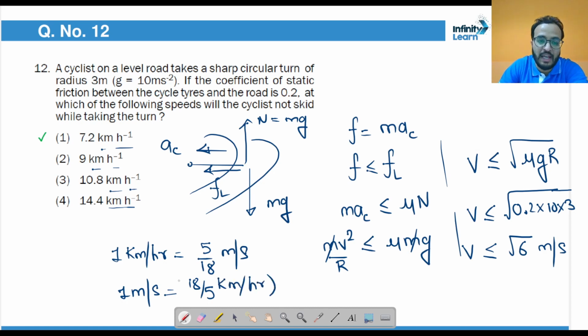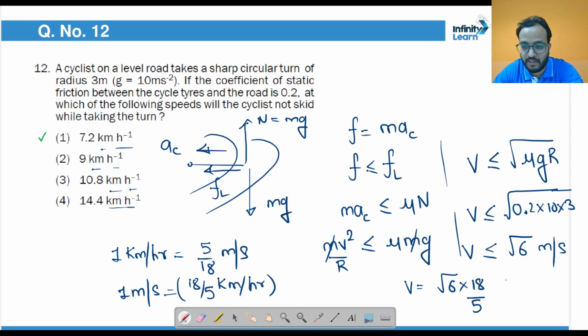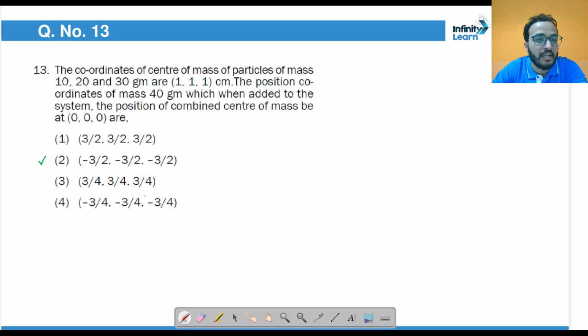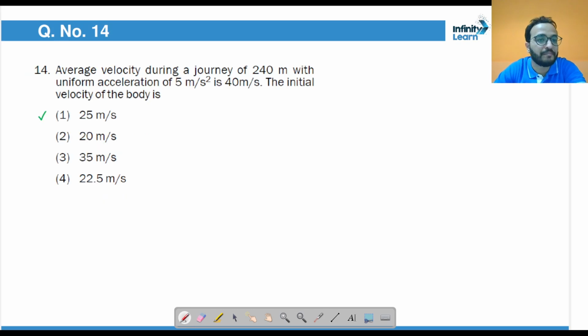Now you convert and check which of the options are coming less than this value. So V is actually root 6 into 18 by 5 kilometer per hour. This value comes to approximately 8.8, something like that. So obviously the lesser option will be the first option. So first option is correct. Got it? Okay, this is a repeated question. We have just completed it.